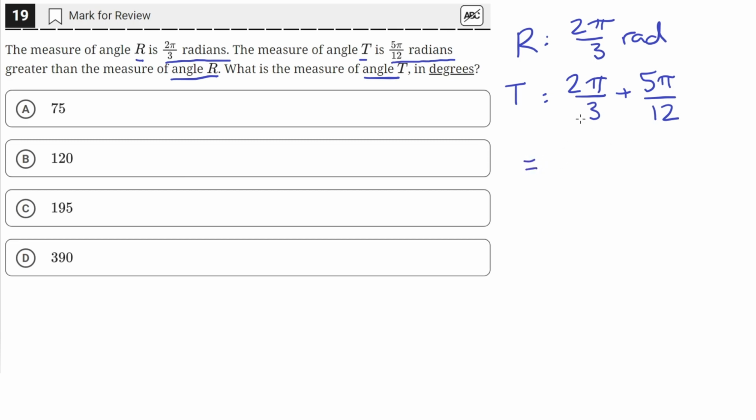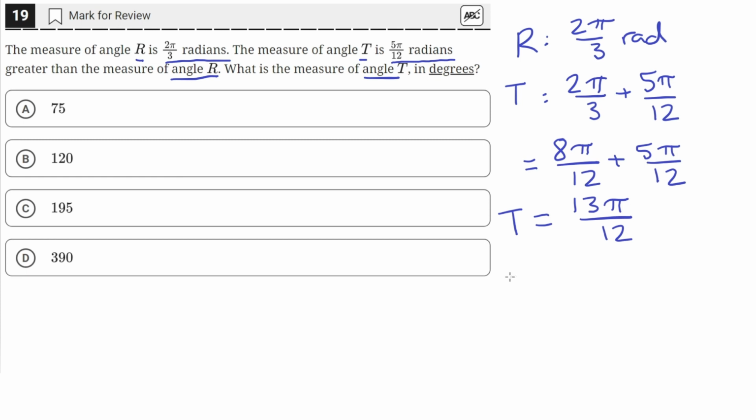So to add these fractions together, we just need to turn the denominator of the first fraction into 12. We can do that by multiplying this fraction by 4 over 4, which will give us an 8 pi in the numerator and 12 in the denominator. And we'll add that with 5 pi by 12, which will give us 8 plus 5 is 13, so 13 pi over 12. Okay, so that's the measure of angle T. And then we need to find the measure of angle T in degrees.